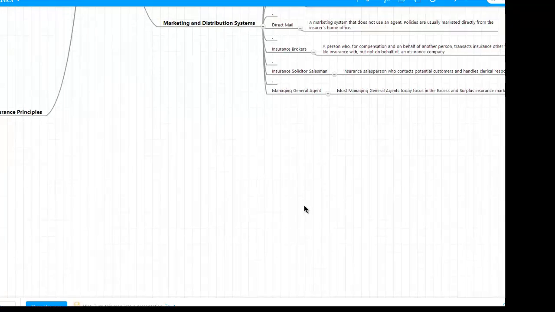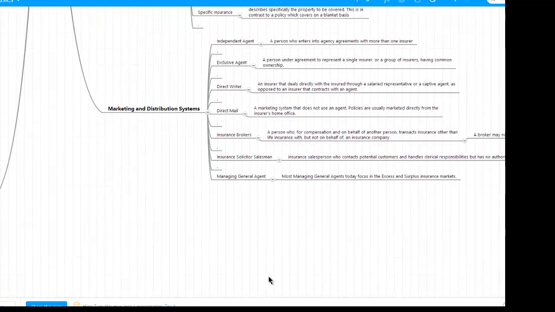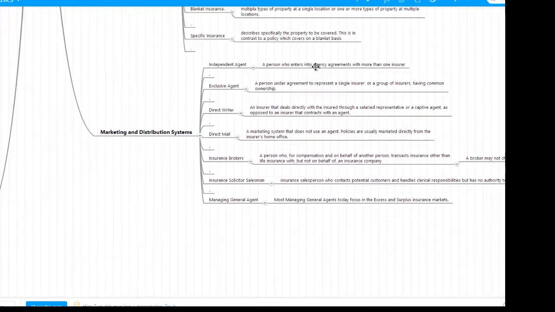Now, let's talk about the marketing aspect of it. You have your independent agent, and that person will enter into an agent agreement with one or more insurers. Exclusive: a person under agreement represents a single insurer or a group of insurers having common owners. And a direct writer is an insurer that deals directly with the insured through a salaried representative or a captive agent, as opposed to an insurer that contracts with the agent.